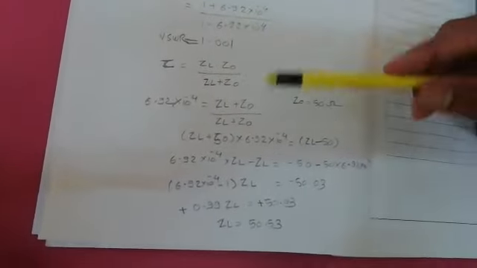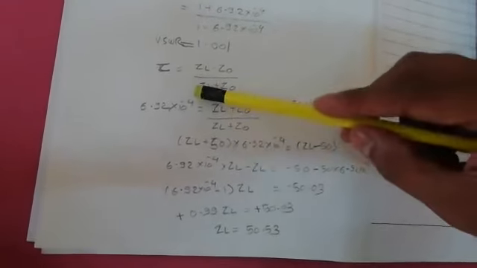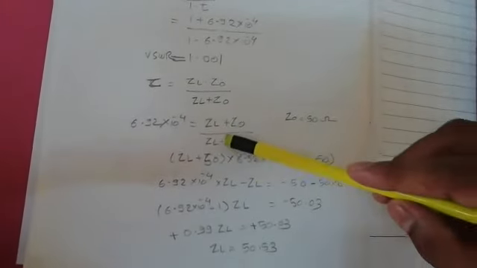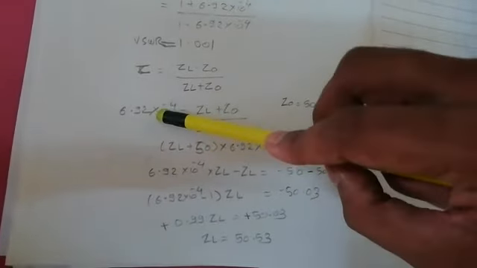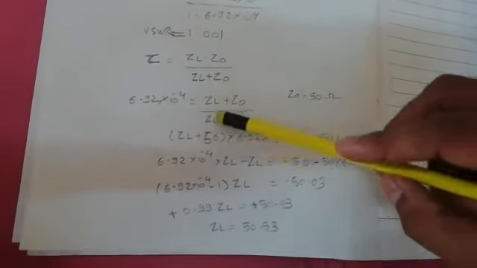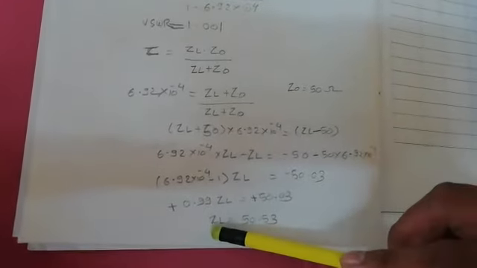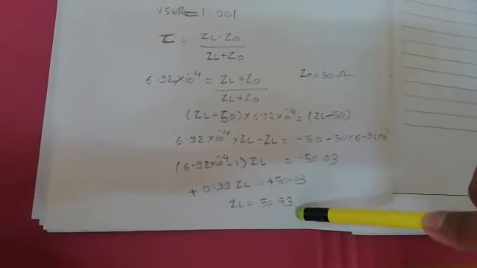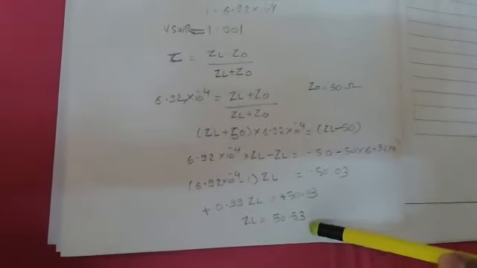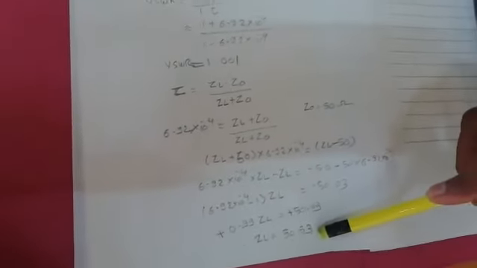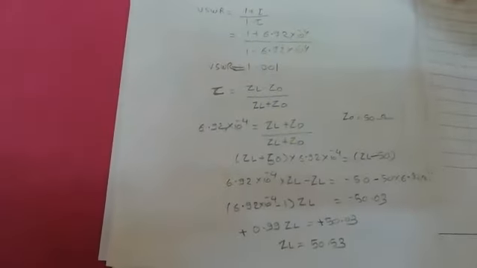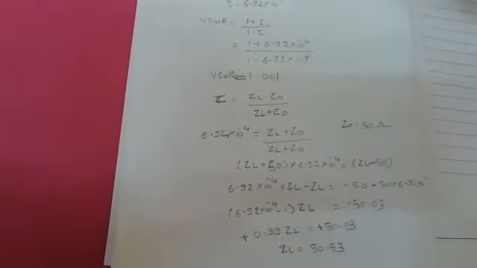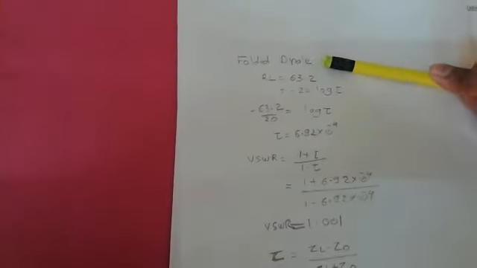If you do the reverse calculation for ZL with this procedure, you have Z naught equals 50 ohm and reflection coefficient 6.92 into 10 raised to minus 4. After solving all this, in the end you get ZL equals 50.53 ohm. This completes the VSWR, the reflection coefficient gamma and the impedance value. So these parameters we have completed for the folded dipole antenna. We will stop here.